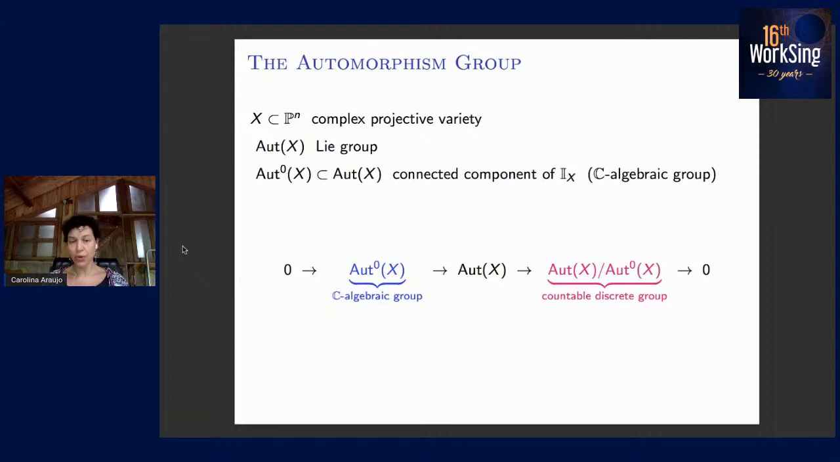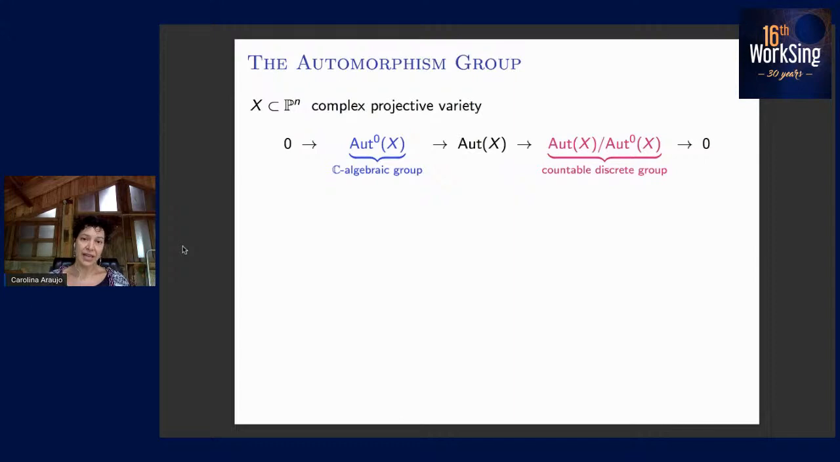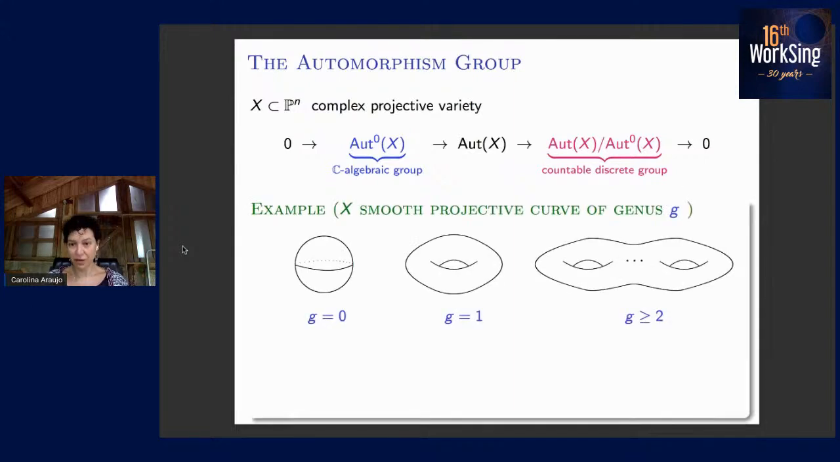So let's look at some examples of these groups. Let's start in the simplest case, which is the case of a smooth projective curve of genus g. We know that there is this well-known trichotomy of smooth projective curves or Riemann surfaces: genus 0, genus 1, and genus greater than or equal to 2, and they have different behaviors from many points of view. This is also reflected in the automorphism group. When the genus is zero, the curve is just P^1, and the automorphism group is just PGL(2, C). In particular, it is an affine variety.